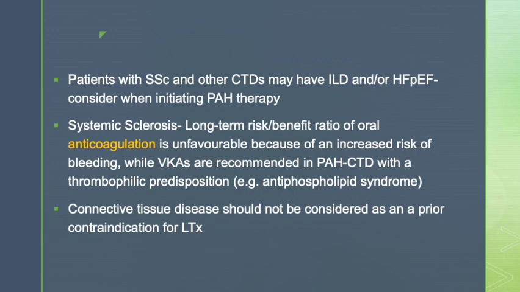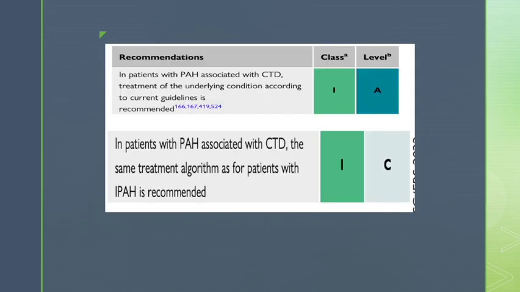And also, patients are eligible for being listed and referred for lung transplant, so that has to be kept in mind. So this is the recommendation table taken from the guideline, which says that in patients with PH with CTD, treatment is according to the regular guideline algorithm, and the same algorithm is to be used.